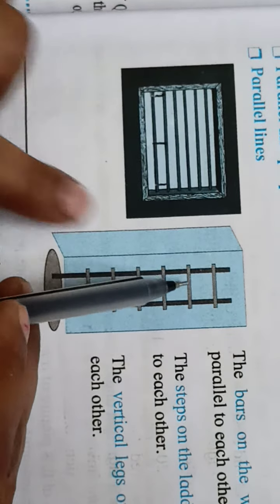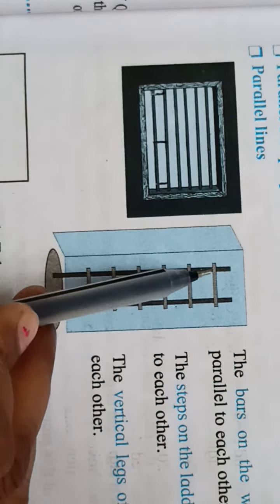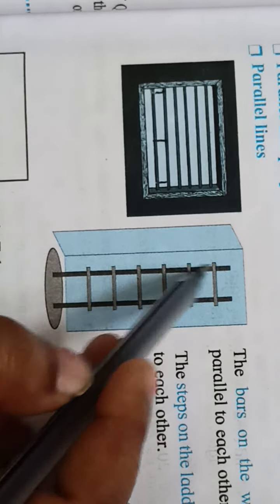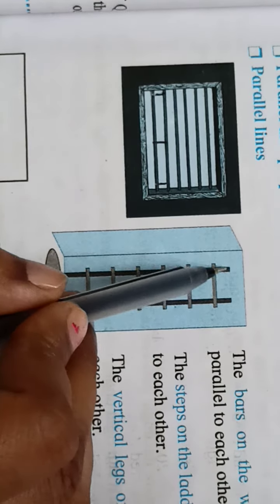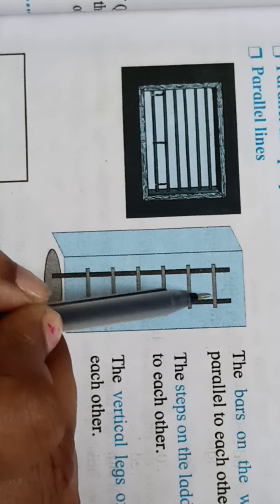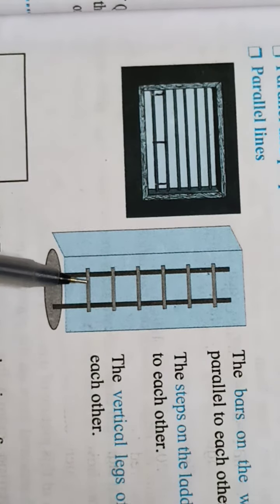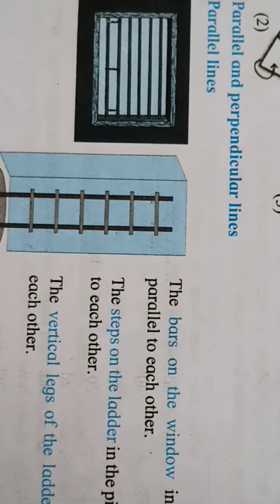As you can see, the ladder also has these lines, or these two lines. The distance between these two lines is the same here and the same here also. They are not intersecting each other. So these lines are called parallel lines because they are not intersecting each other, meaning they are not touching each other.